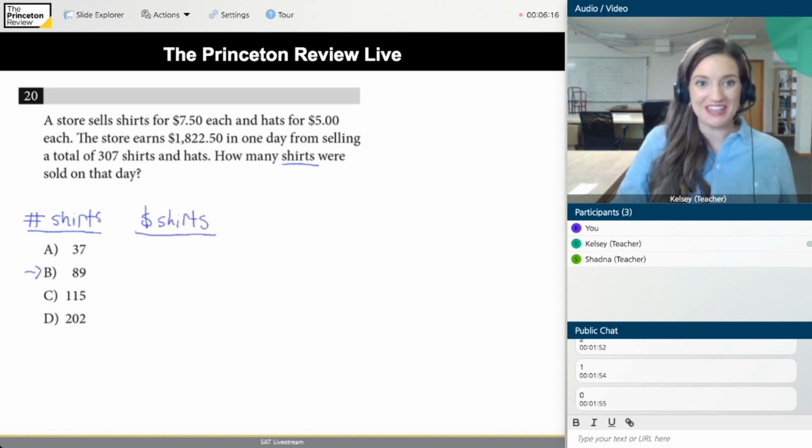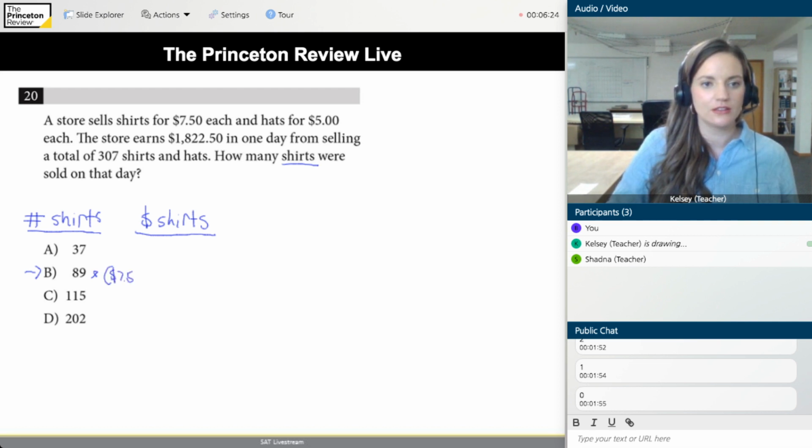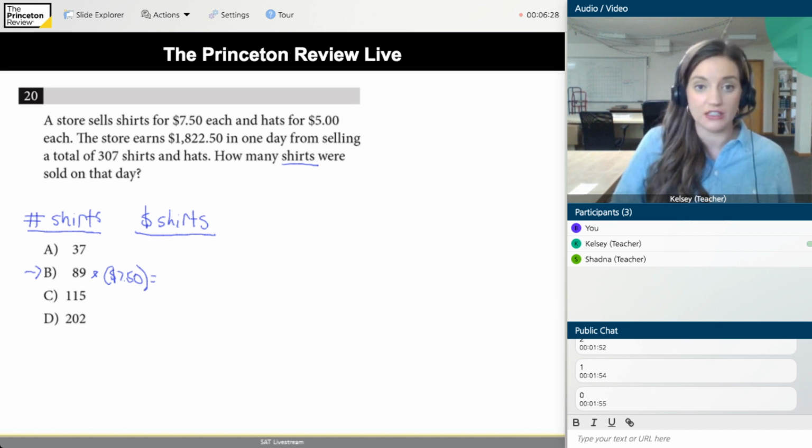And this would be a calculator question on the SAT, so feel free to calculate along. What we're going to do is just multiply this by 750, and that's going to give us the total amount of money that came from shirts that day, provided that we had 89 shirts. And that's going to give us, I'll wait for you to grab it, $667.50.